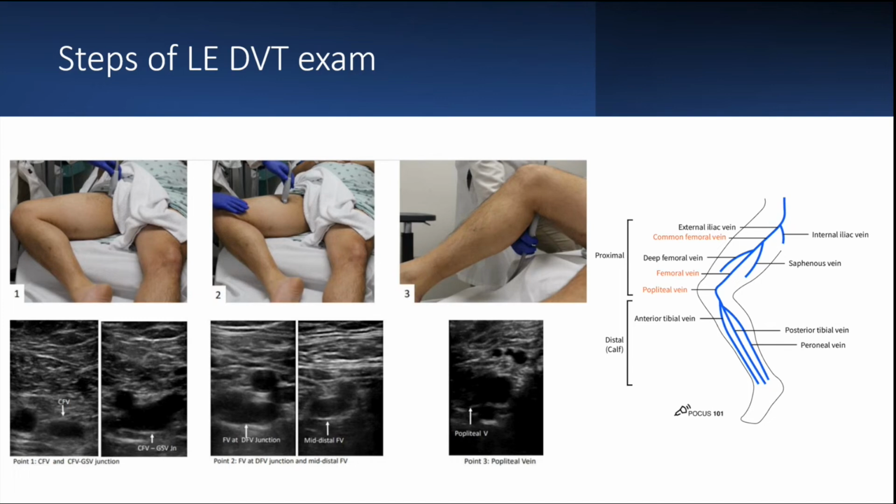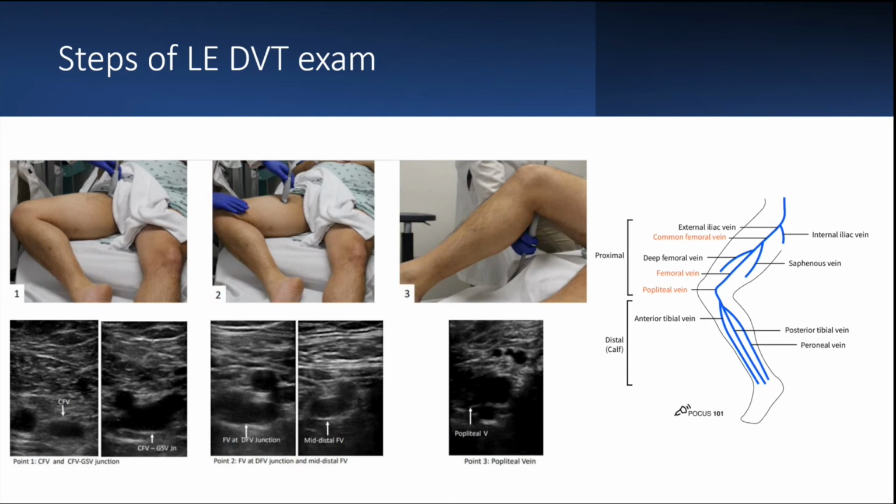Then we slide the probe 1 to 2 centimeters down to find the great saphenous vein branch of the common femoral vein, and we compress the common femoral vein at the junction with the great saphenous vein. After that, we slide the probe 1 to 2 centimeters down to find where the common femoral vein branches into the deep femoral vein and superficial femoral vein. After we find the femoral vein, we do the compression again, just distal to the bifurcation, to see whether there's a clot or not.